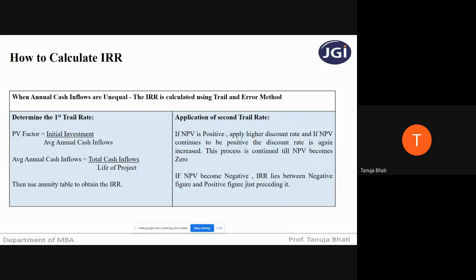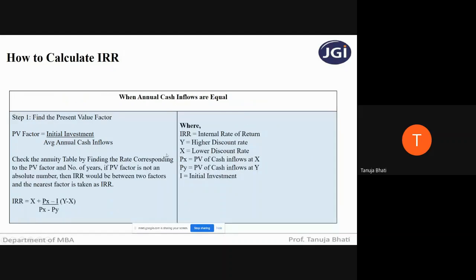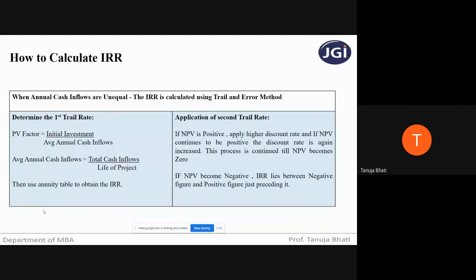So if NPV becomes negative, IRR lies between the negative figure and the positive figure, just preceding it. Then you have to use the particular formula. You have to use this formula because if your PV factor is falling between two factors, then you use this formula and you will get your answer. Keep on trying. It is a trial and error method, so you keep trying till you arrive at such a rate of return which makes your NPV 0. That will be your IRR.